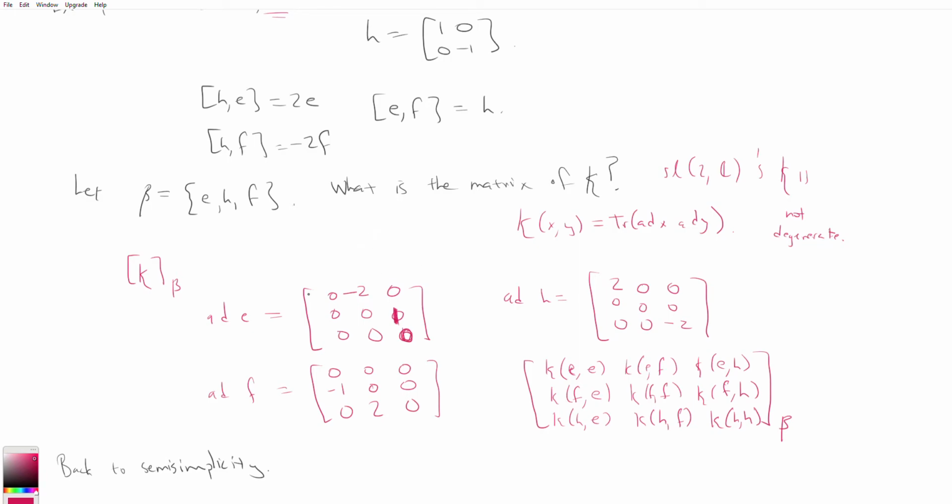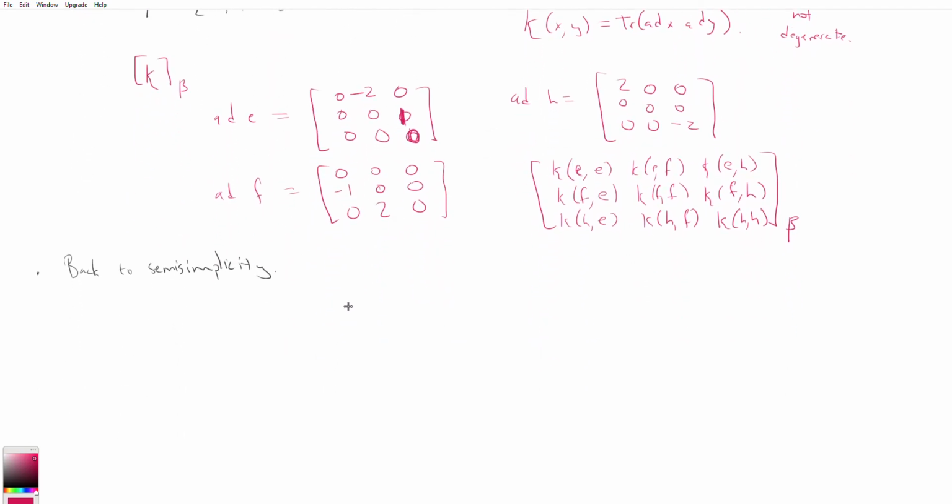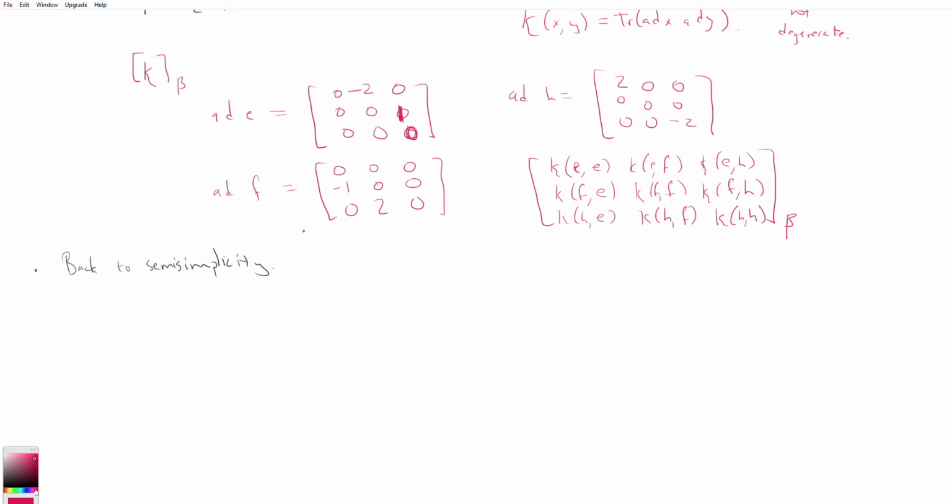So anyways, that's just a quick detour. I always like to look at SL2C as an example. And so let's come back to how this relates to semi-simplicity, because that's the goal, right? We want to relate the Killing form to semi-simplicity. And so recall the definition of semi-simplicity, right?